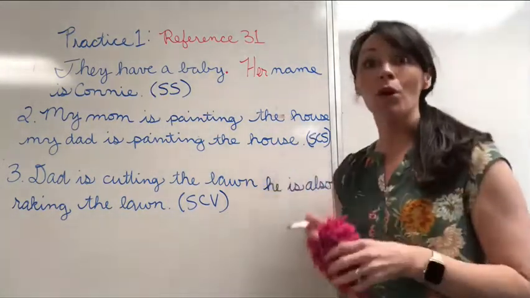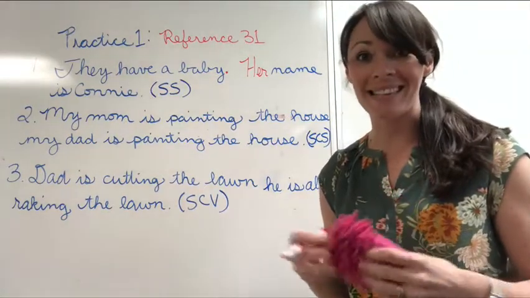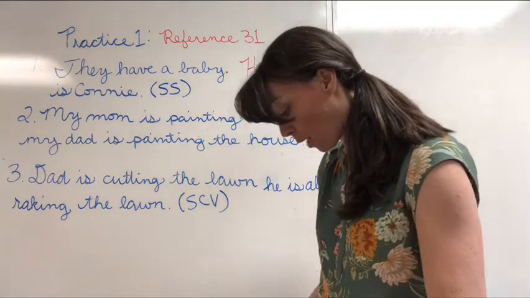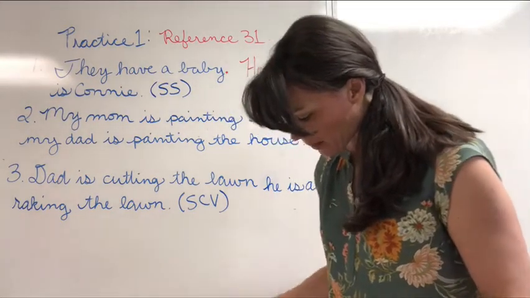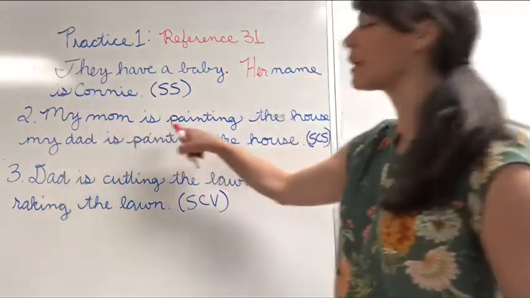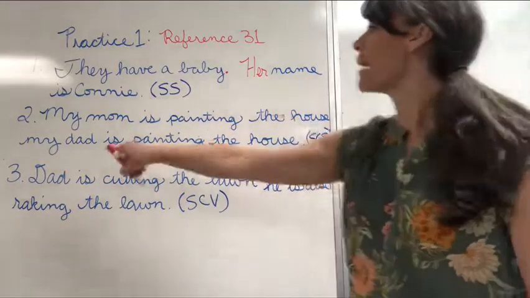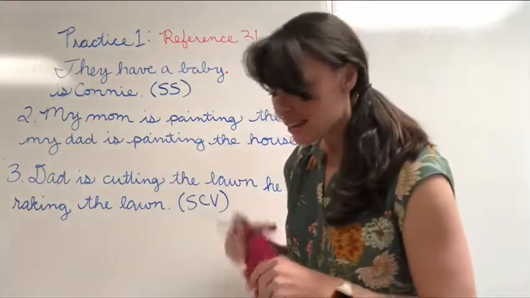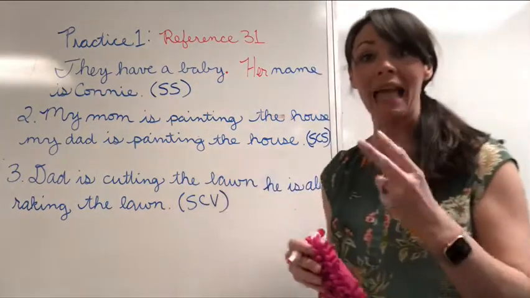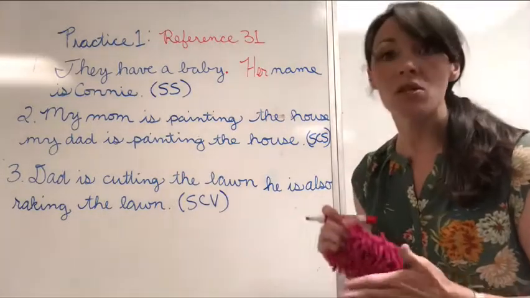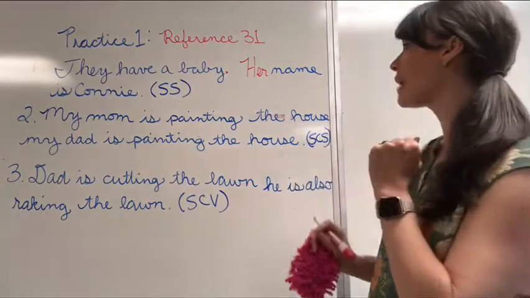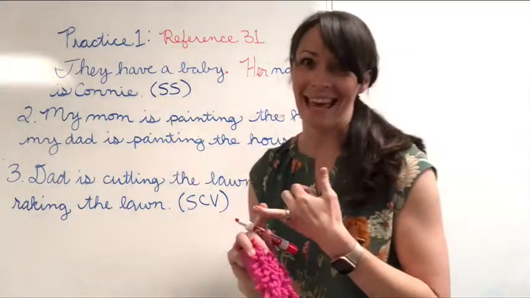All right, we've got a couple more options for correcting run-on sentences. So let's look at example 2 in reference 31. Let's see. My mom is painting the house. I've written it here for you to look at too. My dad is painting the house. This is a run-on sentence that obviously we need to correct, and we start that by putting a slash, just like we did on the last one, between the 2 complete thoughts. So let's see what those 2 complete thoughts might be. My mom is painting the house. My dad is painting the house.